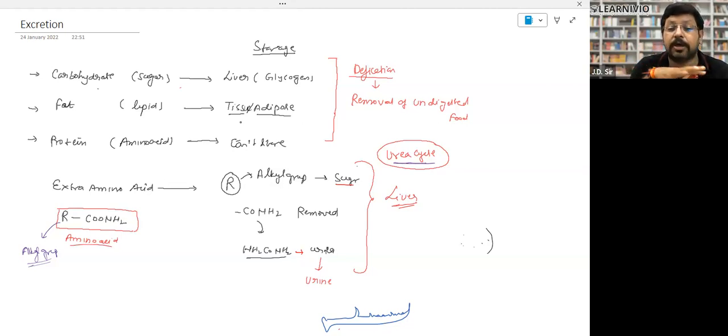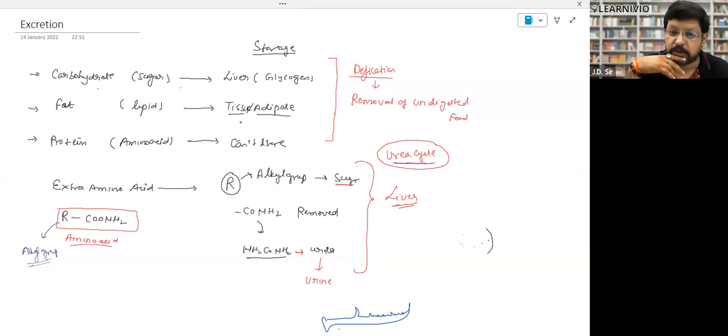What happened with the extra amino acid? These extra amino acids are transported to the liver first. When transported to the liver, the alkyl group is broken down from the rest of the functional group. This alkyl group will be converted into sugar, right? And then this functional group, CONH2, will be converted into urea in our liver with the help of the urea cycle. And this urea is excreted out in the urine, to remove the extra amino acid. We do not have a mechanism of storage of protein or amino acid. That's why we require to go for urination.